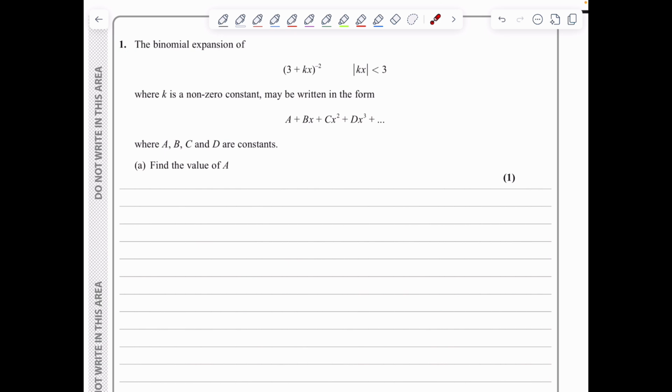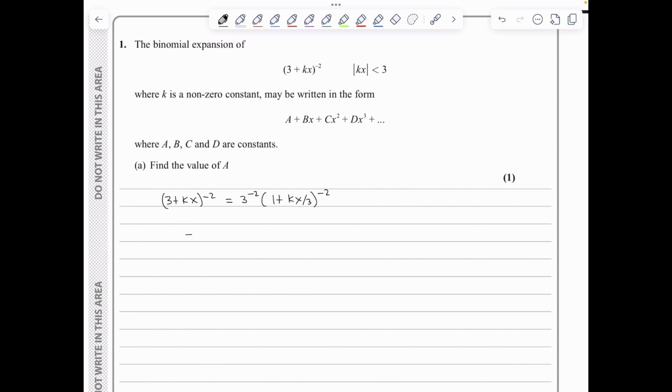In question 1, we are told that the binomial expansion of (3 + kx)^(-2), with k being a non-zero constant, is written in the form a + bx + cx² + dx³, and we need to find the value of a. Well, I will start by considering (3 + kx)^(-2). I will factor out the 3 inheriting the power of -2, and within the bracket we divide by 3, and everything is raised to the power of -2.